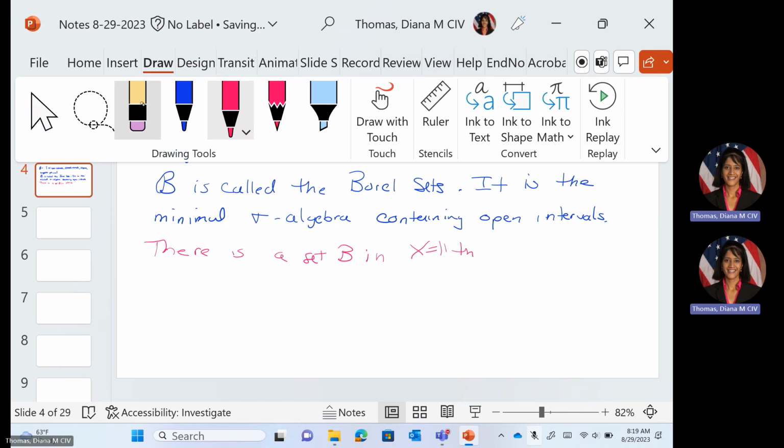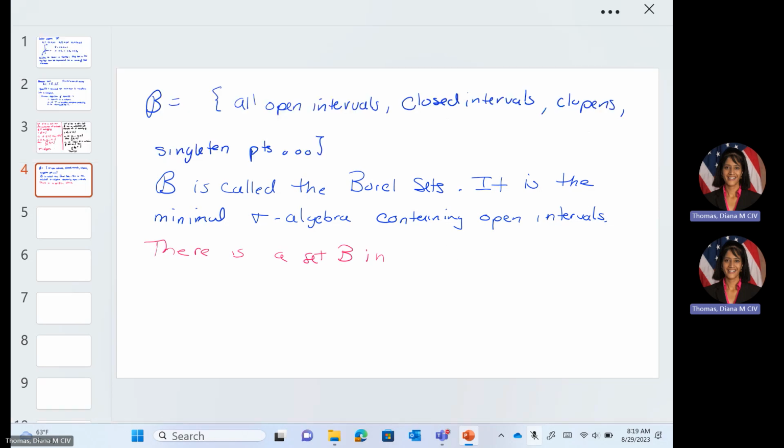Do you have an example? We don't have an example. You use a counting argument to show it exists. So such a set exists.